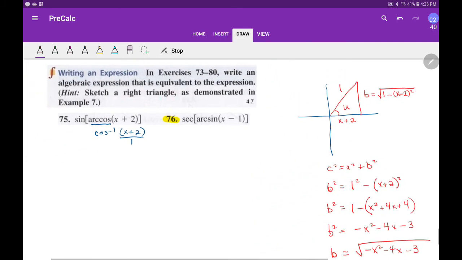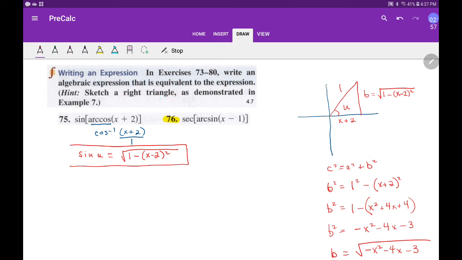And now, the sine of u is equal to just that over 1, opposite over hypotenuse. So here it is. That's my answer. Okay, that's it.